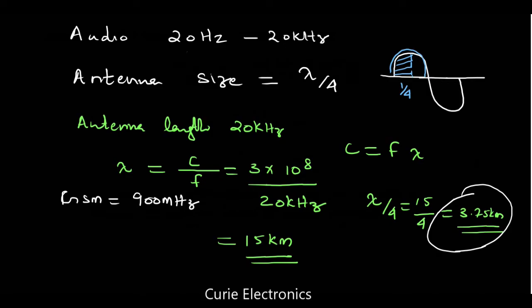Now, if we calculate the lambda for this 900 megahertz band, we will get lambda approximately 33 centimeter. So lambda by 4 is roughly 8 centimeter. See, this 8 centimeter antenna is built into our phone, etched on the PCB itself. So the antenna size has become very small. So to reduce the antenna size, we need modulation.